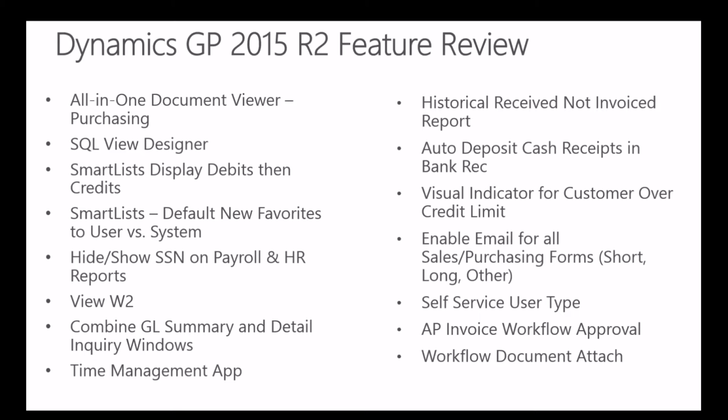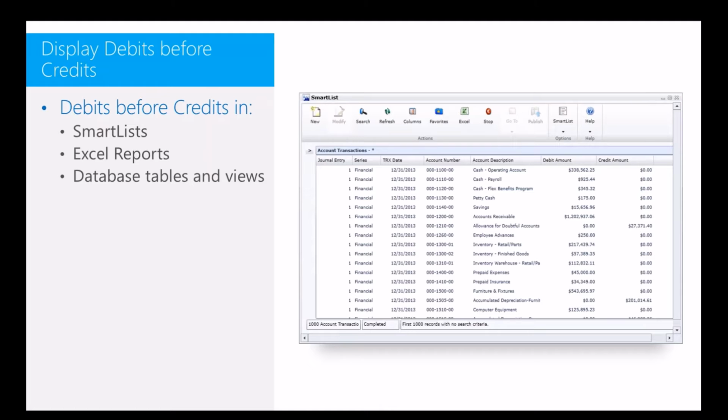Majority of everything now in the sales and purchasing forms can be emailed. There's self-service user types that are a benefit to companies who want a very thin experience for their users. AP invoice workflow approval, and then a workflow document attached. So let's get into it. So first section to talk about is our business intelligence and what they've added in there. So by default, in your SmartList Excel reports, database tables, and views and everything, your debits now come before credits.